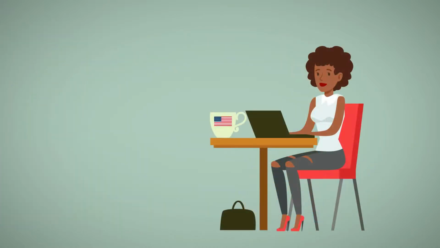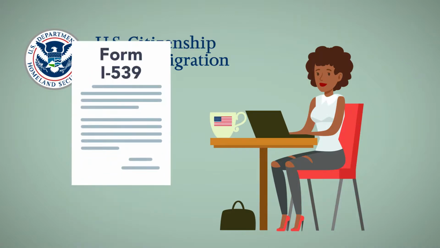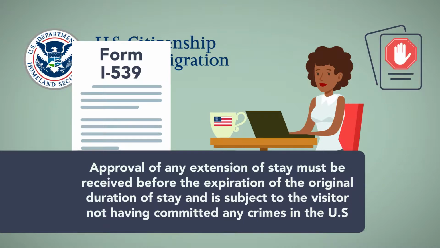Visitors who are in the United States can extend their stays by applying to the USCIS using Form I-539. Approval of any extension of stay must be received before the expiration of the original duration of stay and is subject to the visitor not having committed any crimes in the U.S. that would make that person ineligible for a visa or otherwise constitute a violation of conditions of admission.